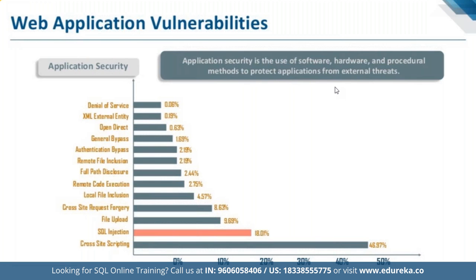Then there are full path disclosure, remote file inclusion, authentication bypass, and open redirect. So these are certain methods followed in application level attacks. But the majority are these only: XSS, which is basically cross-site scripting, another is SQL injection, and file upload. CSRF is not too popular. These three are quite popular, and right now they are being exploited.